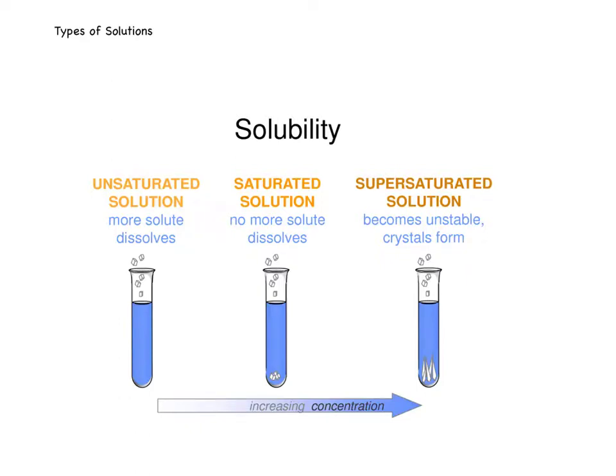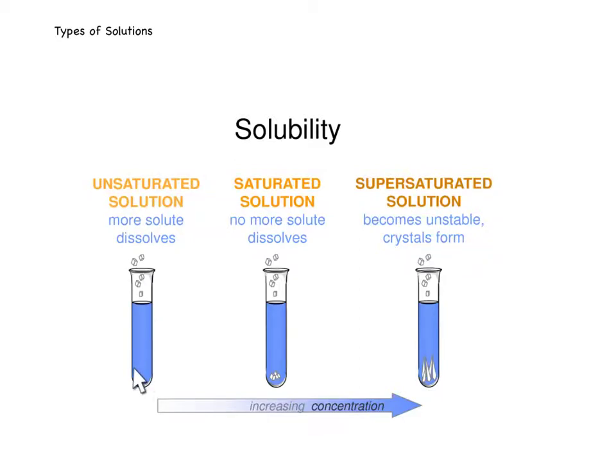All right, in this video, we're going to take a look at the three types of solutions that you can have. And the three types here are shown by the picture. The first is called an unsaturated solution. In an unsaturated solution, you have your solvent and you have your solute, and there's enough room in the solvent to dissolve more solute.